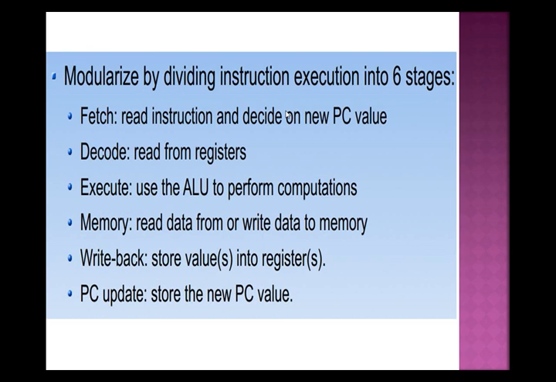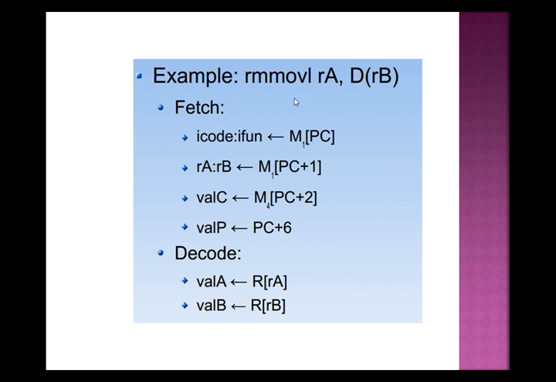If there are multiple values, they are stored in multiple registers. Then the next one is PC update, which means that if there is any update, the new PC value, or the address of the next instruction, is stored in the PC, that is, the program counter. So these are the 6 stages: fetch, decode, execute, memory, write back, PC update.